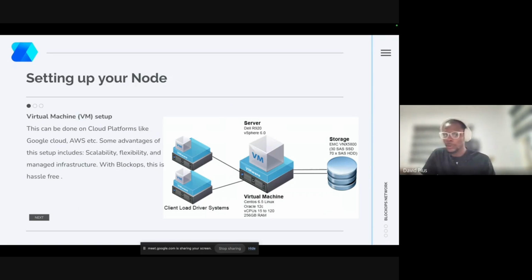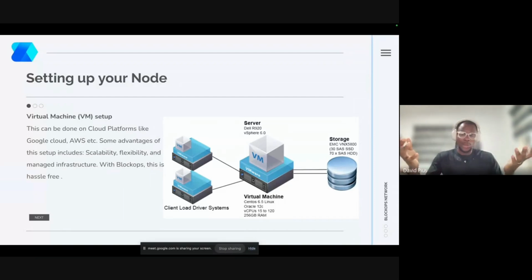Setting up your node. There are different ways you could set up these nodes, right? One of the things I spoke about with the requirements is the bare metal. You could also set up these nodes on a virtual machine. You could use AWS or GCP, that's Google. You could use any of these cloud services to set up.